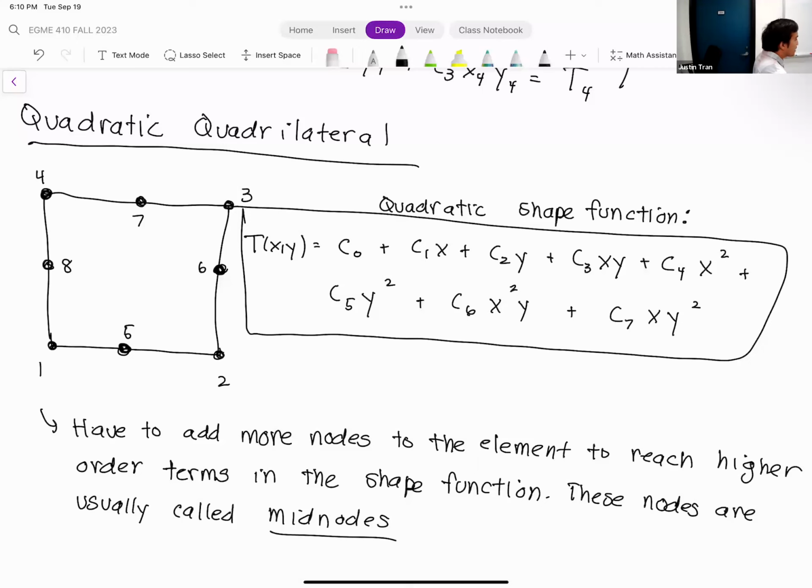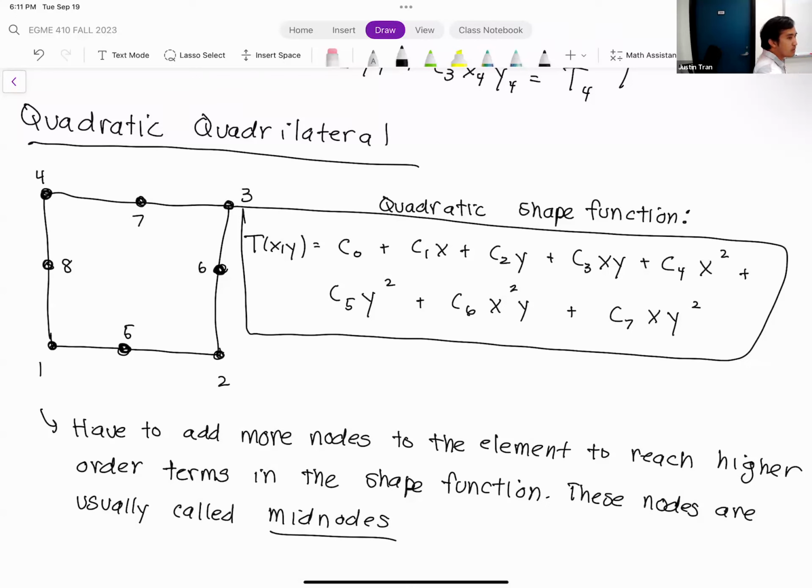Of course, if you look at C6 and C7, technically those are cubic terms because you have an x squared times a y, and so the total power of that is 3. But individually, we only have just x squared, and the y is only linear. So technically those are quadratic. All right, and so in order to reach quadratic status for most elements, we have to add nodes to the element.